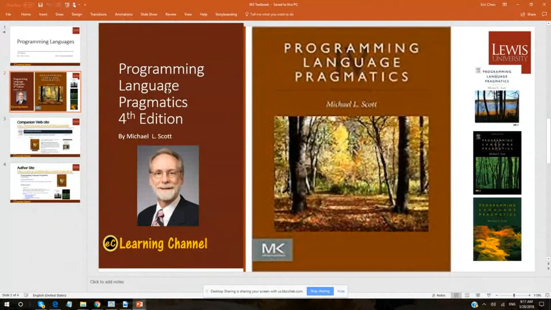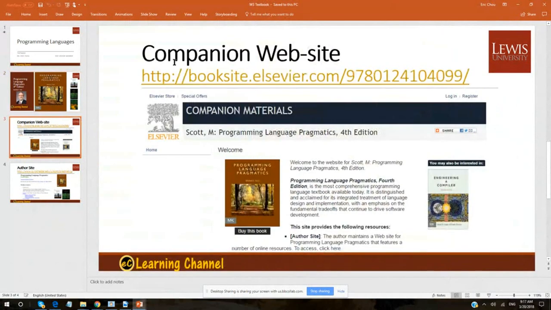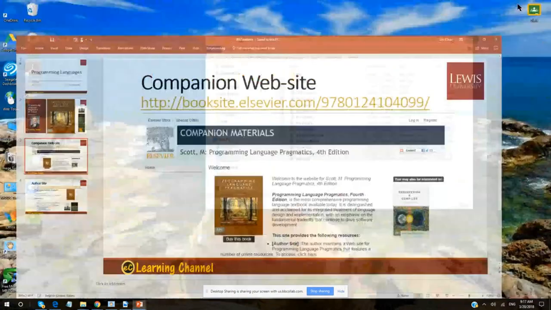So this is our textbook, Programming Language Pragmatics, 4th edition. And there is a companion website you can visit for the material.